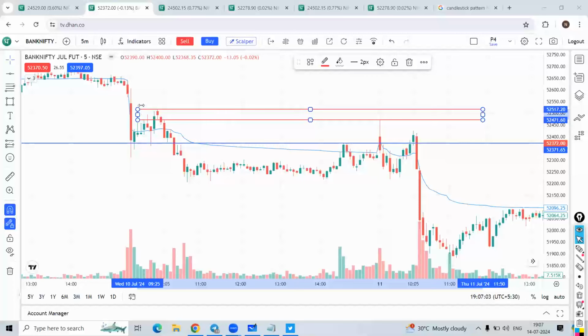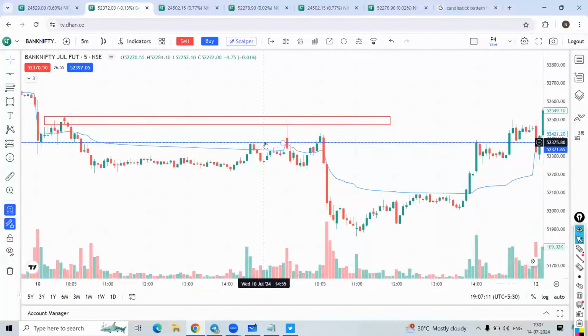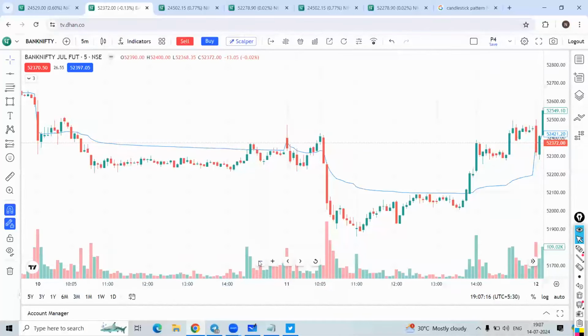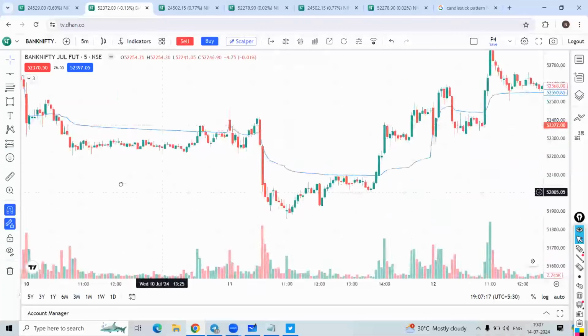Okay. Now, are you clear on how I am marking support and resistance? The first goal in this session is that you need to know how to mark support and resistance. Entry, exit, if time permits, I'll explain in this session or in an upcoming session.